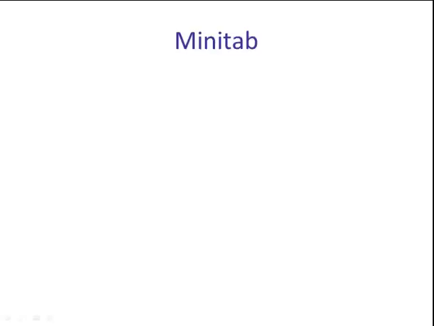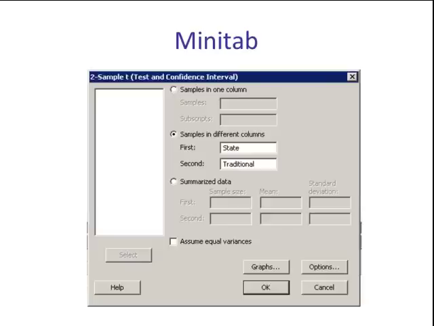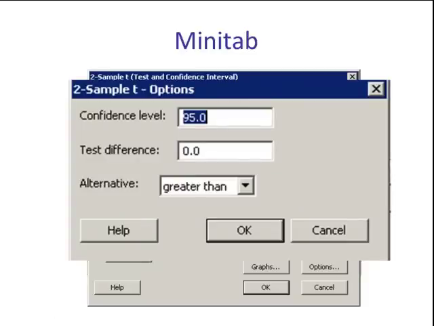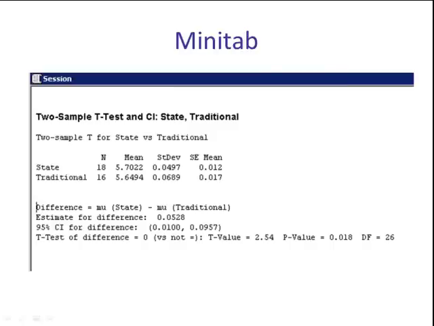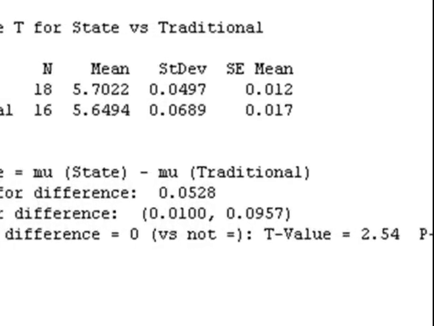By using technology, let's start with Minitab. To construct the confidence interval, we first go to Stat, Basic Statistics, 2-Sample t. We select the raw data. First data set state quarters, second data set is traditional. We go to Options, and we change the alternative from greater than to not equal to. This will produce the confidence interval. We hit OK and OK again. And in the session window, we see the 95% confidence interval for the difference is given right here.